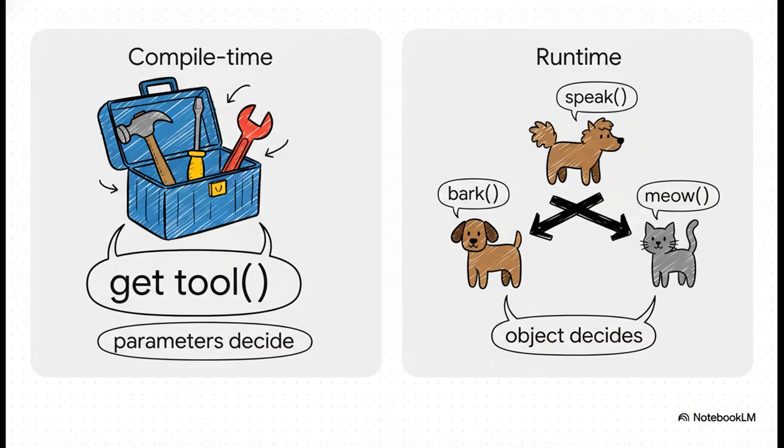On the other hand, you have overriding. This is like having a general speak command. If you tell a dog object to speak, it'll bark. If you tell a cat object to speak, it'll meow. The object itself figures out how to do the action when the program is actually running.